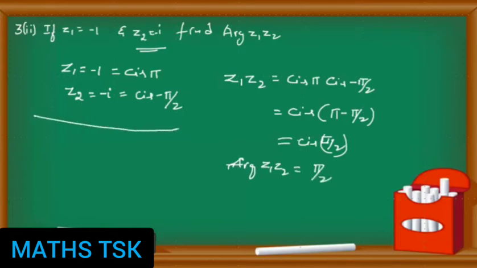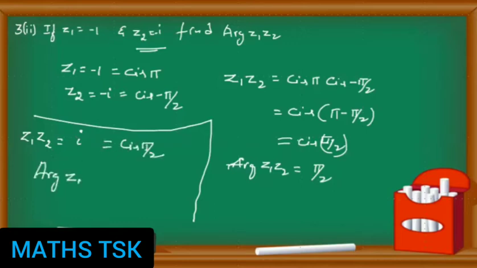This is one method. If you come to the next method, multiply z1 and z2. What is z1 z2? Minus 1 into minus i becomes i. i can be written as cis of pi by 2. So what is the arg of z1 z2? Arg of z1 z2 is pi by 2. This is the second method. I hope you will write this.